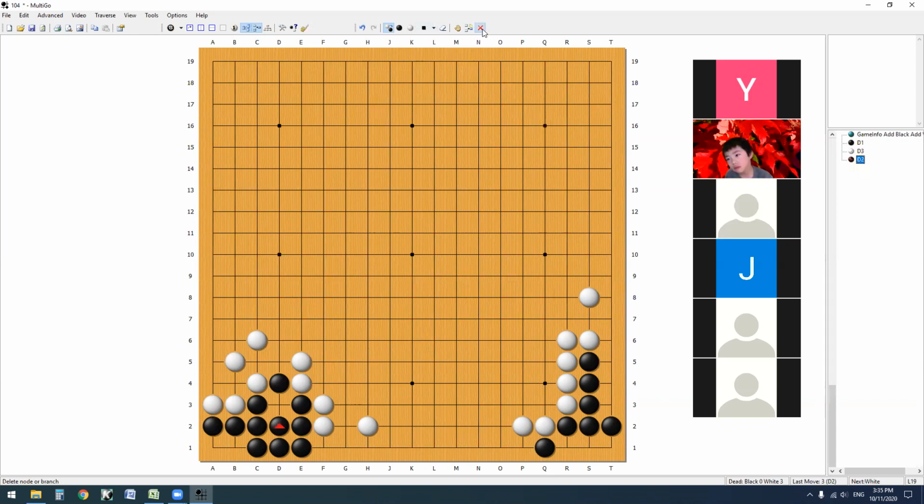So let's go back to the original. This group is already dead. It only has one real eye, and this is a fake eye.